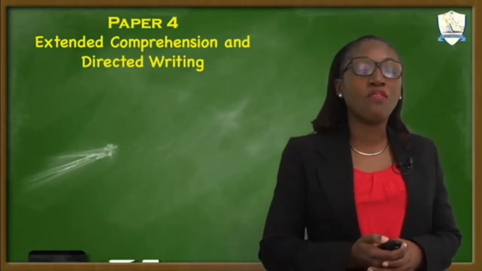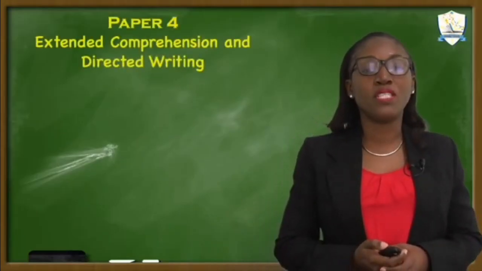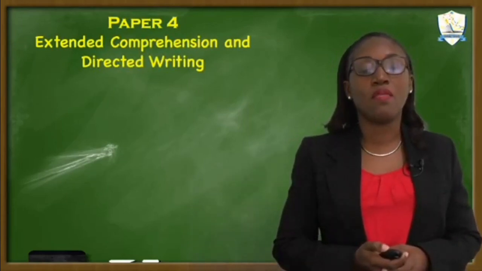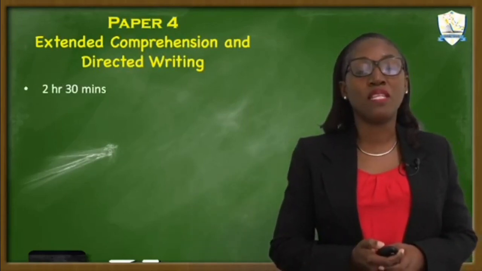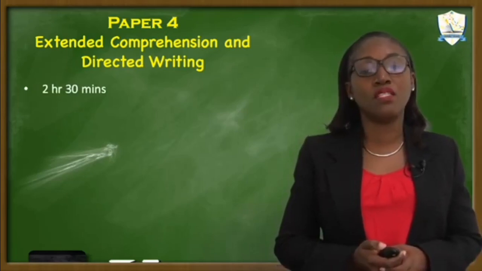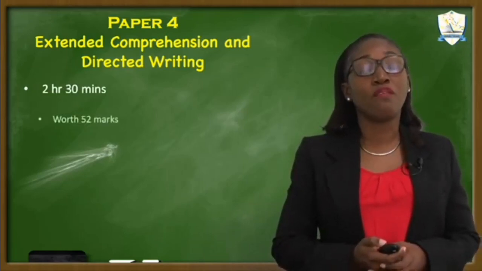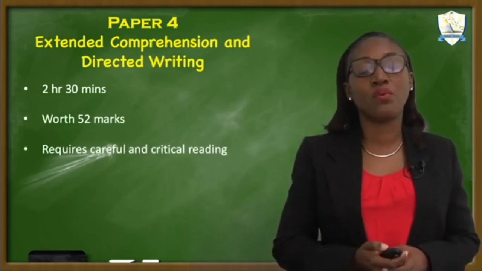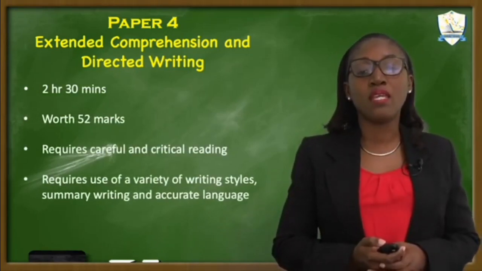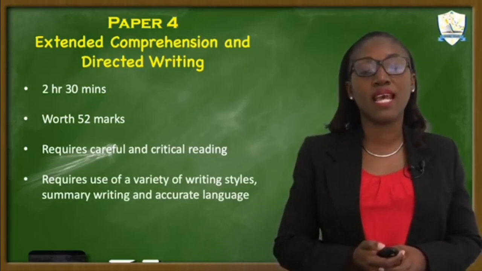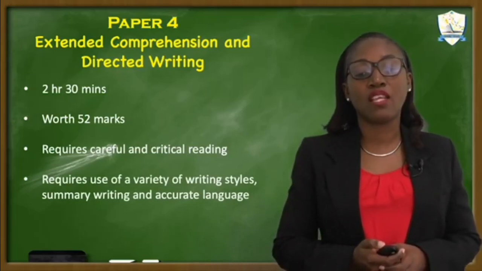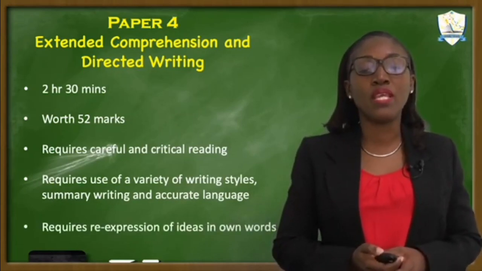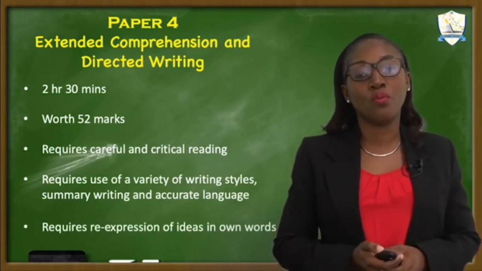Now, let us look at our final paper, paper 4, which is the extended comprehension and directed writing paper. This is the paper that you have been given 2 hours and 30 minutes to complete. It is worth 52 marks. It requires also careful and critical reading. You will be required to use a variety of writing styles, summary, and accurate language. Also, it will require you to re-express ideas in your own words.